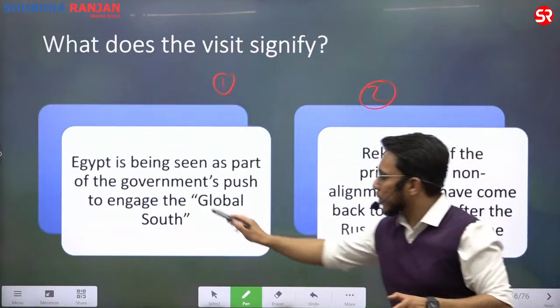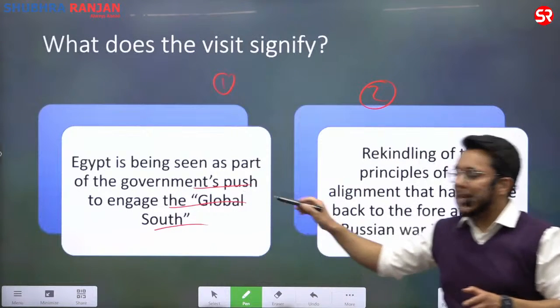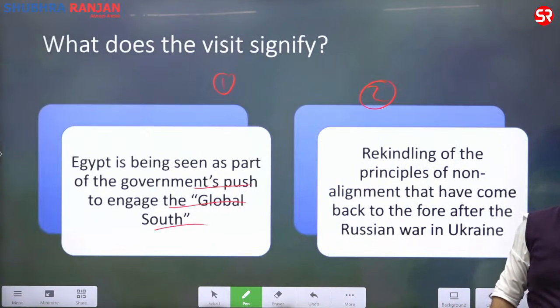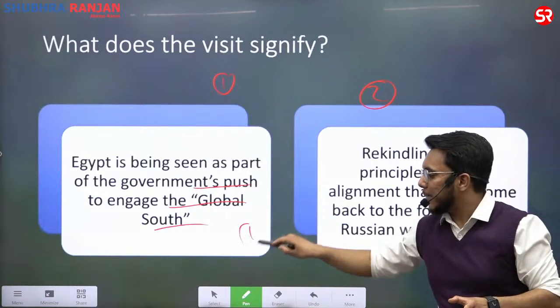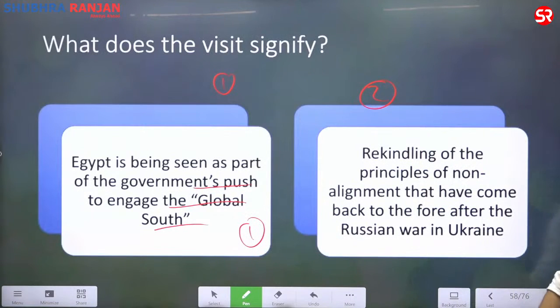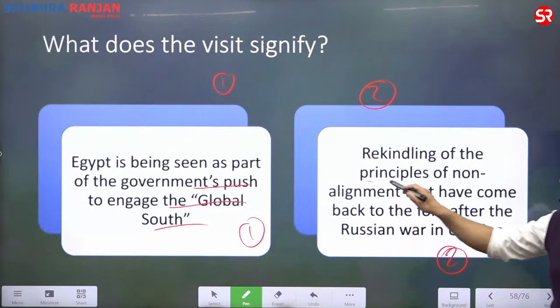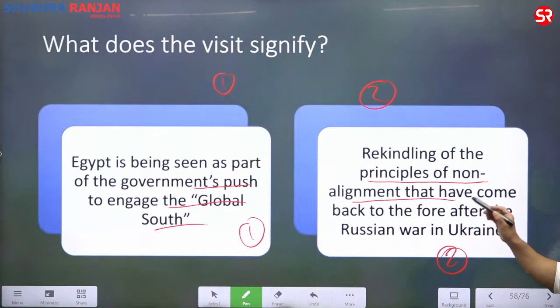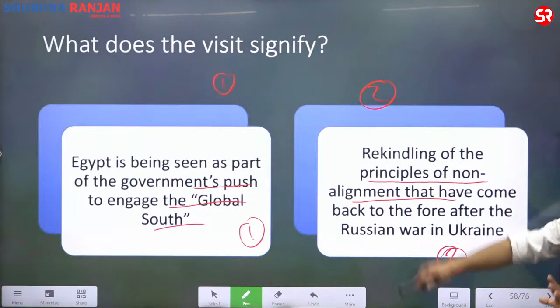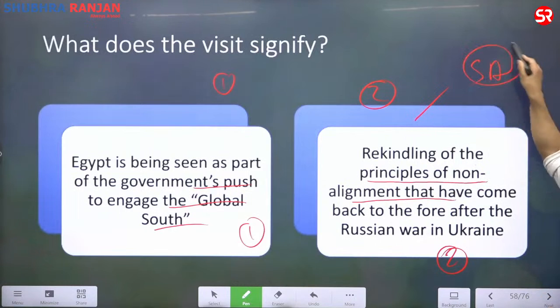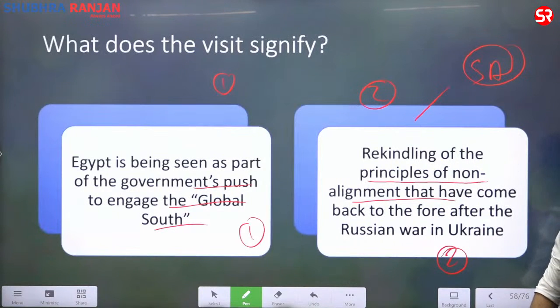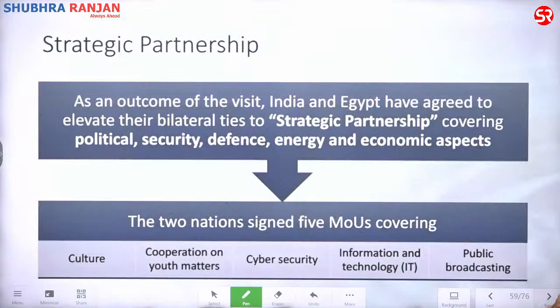Number one, how India is engaging the global south, the developing countries. And in that global south, Egypt happens to be a very logical and meaningful partner. Second, India is rekindling the principles of non-alignment in the aftermath of the Russia-Ukraine war. And this new non-alignment, we are calling it strategic autonomy. So as Egypt had helped India during the non-aligned movement post 1955, here now again, we want to take Egypt along with India. Clear?